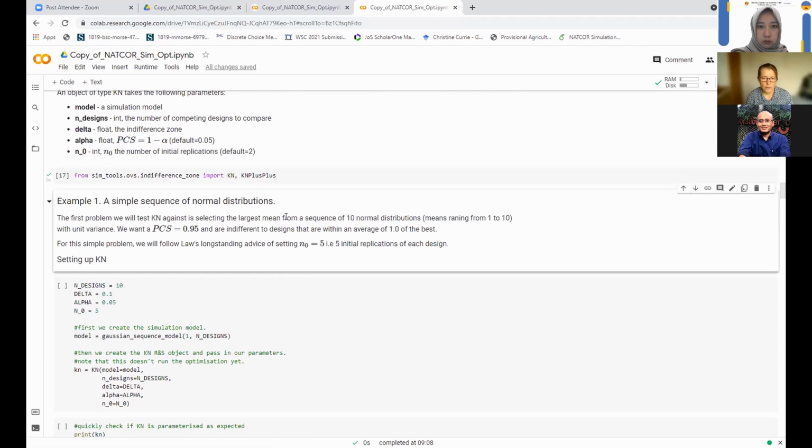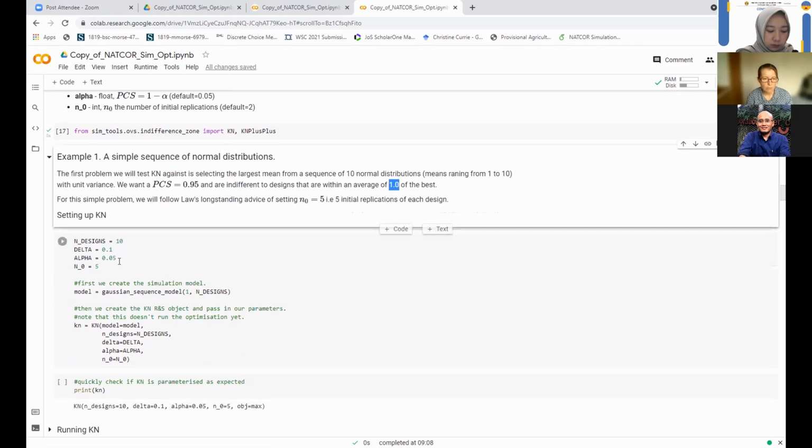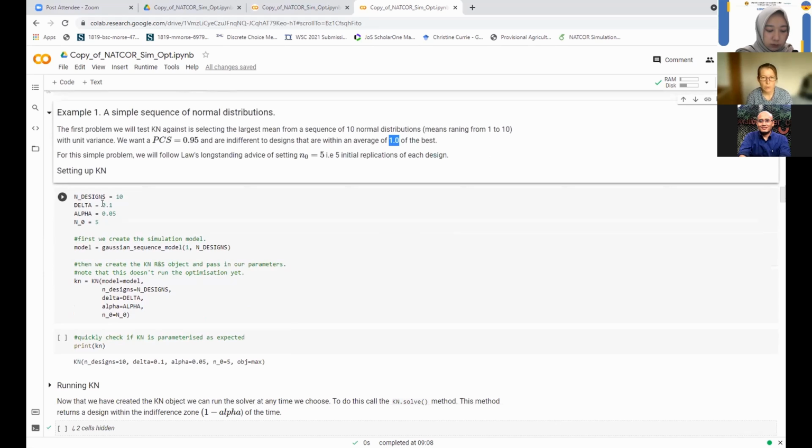We're going to look at this sequence of 10 normal distributions, means from 1 to 10 with unit variance, and probability of correct selection. We want this to be 0.95. So this is setting our alpha. So our alpha is 0.05, our 1 minus alpha is 0.95. And we've said within an average of 1.0 of the best, this is setting our delta to be 1. Actually, we set it to be 0.1 down here. So let's say we've set it to be 0.1 rather than 1.